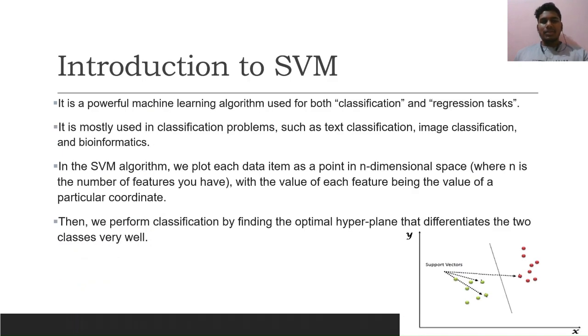It is a powerful machine learning algorithm used for both classification and regression tasks. It is used mostly for classification problems such as text classification, image classification, bioinformatics.